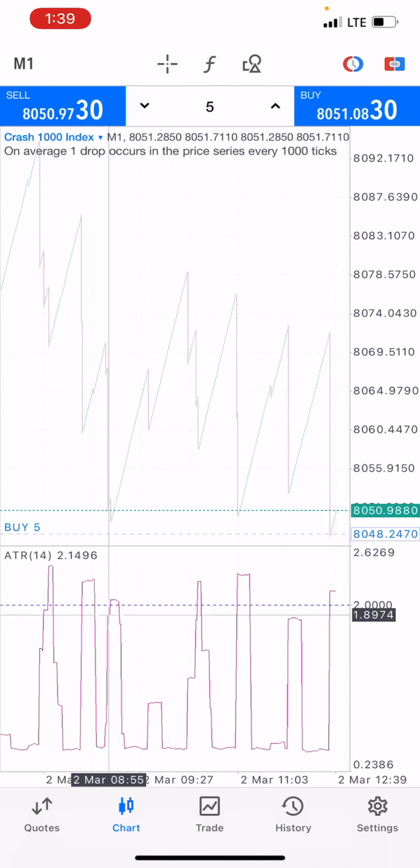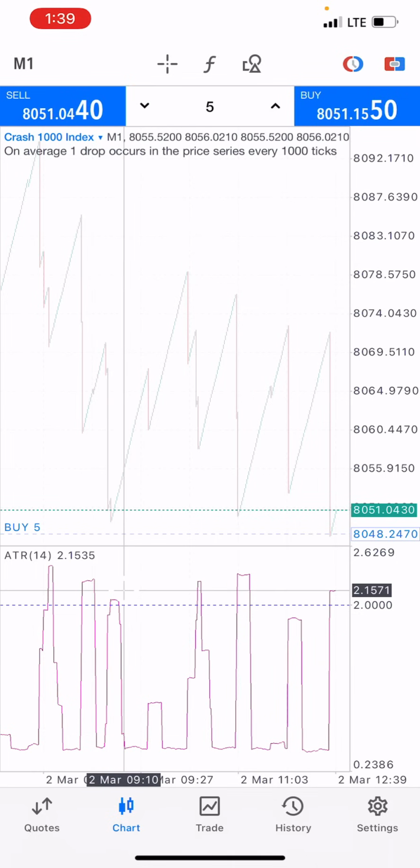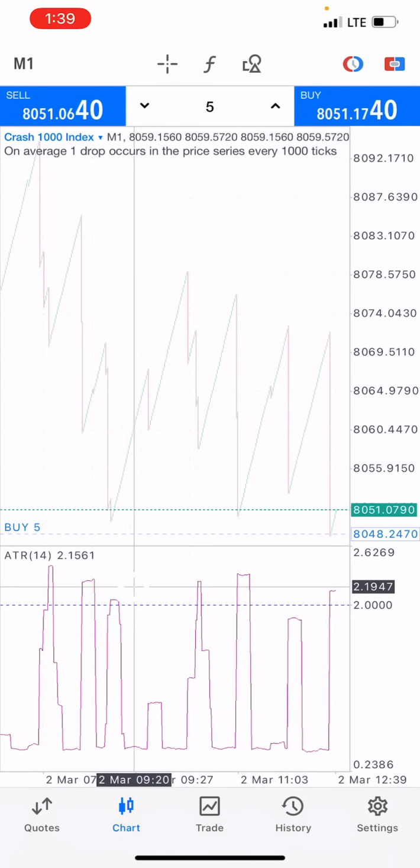Look at it. Look at this first point. It didn't reach this 2 level. The next spike reached the 2 level. And then you take your profit. 5, 6 candles and go.